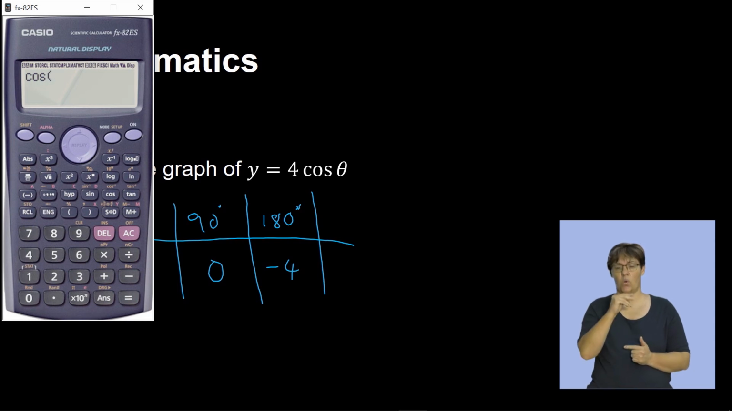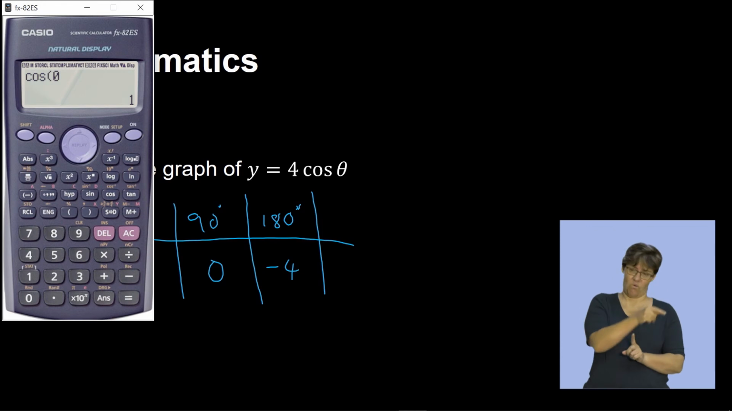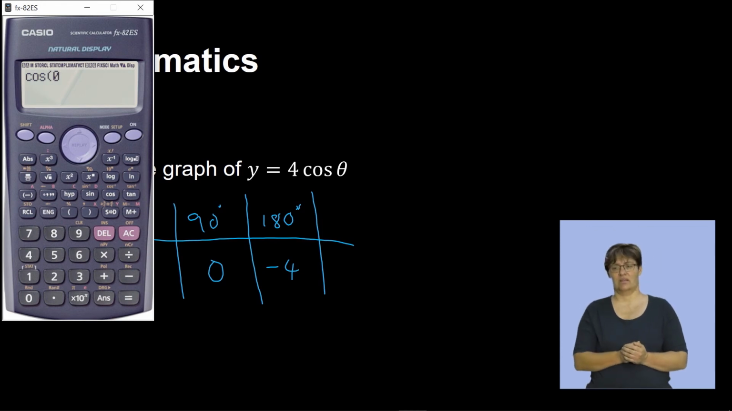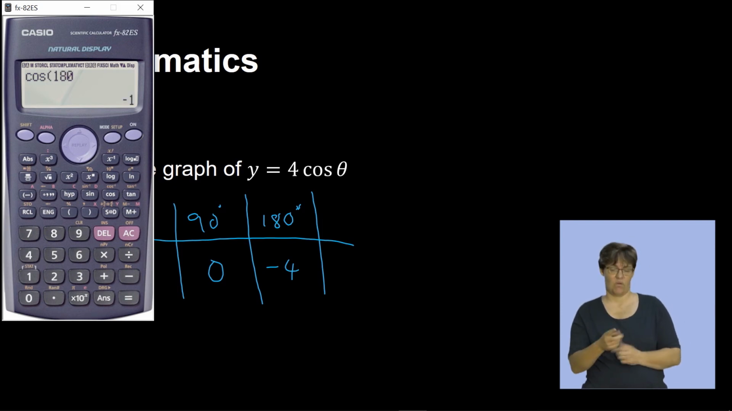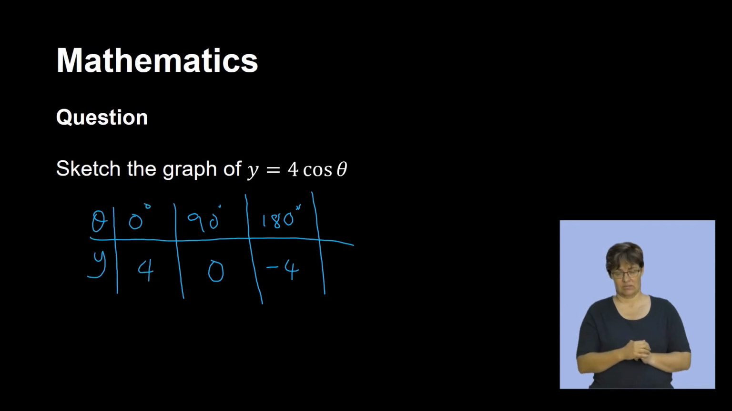So remember, cos of 0 is going to be 1. You times that by 4 because there's a 4 in front, right? Then cos of 90 will be 0. You times by 4 gives you 0. Then lastly, cos of 180, which I also used, will be minus 1. Times it by 4, it's minus 4. So that's where the values come from.